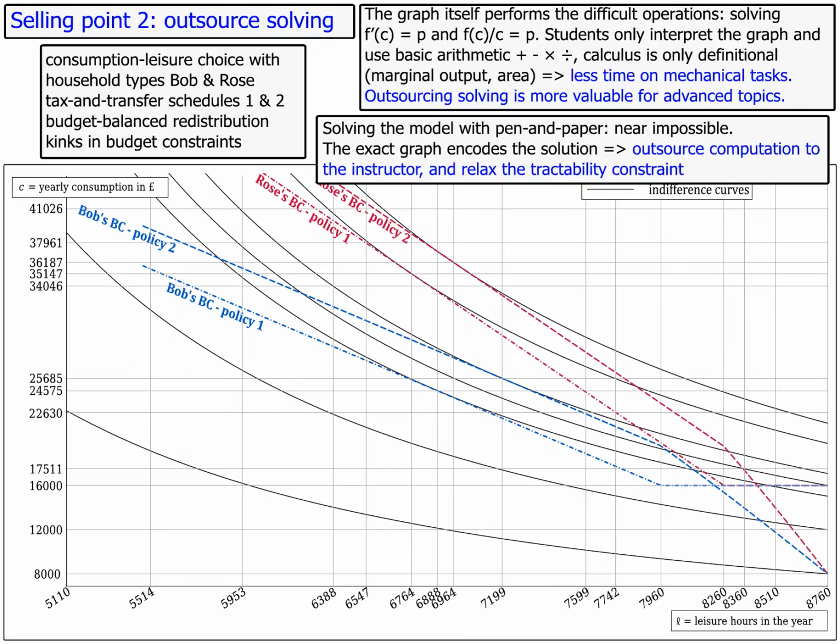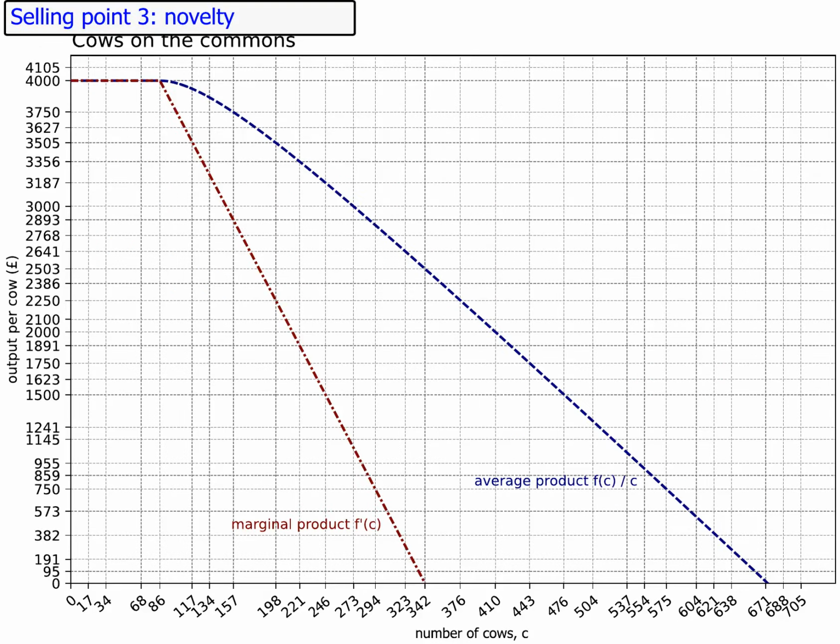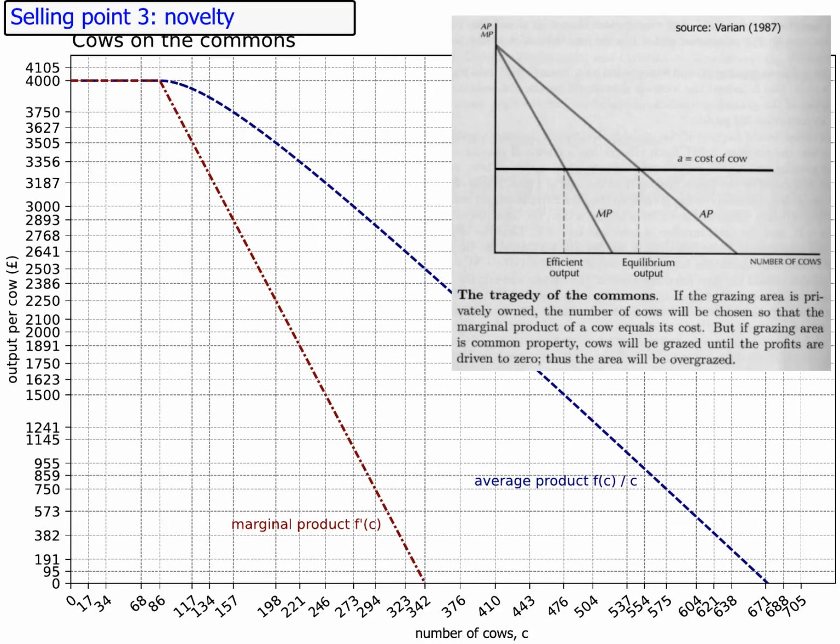On the other hand, I have assigned this exercise to undergraduates, because the exact graph outsources the burden of computation to the instructor, while encoding the solution efficiently. Students can use the graph and answer simple questions to show that they understand the model without spending much of their time on algebra. The third selling point is a novelty.